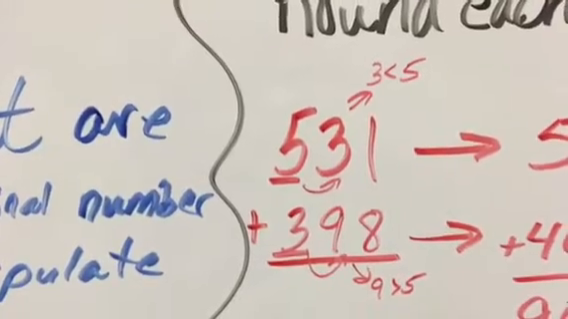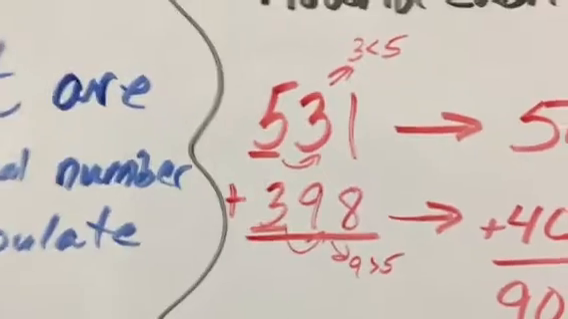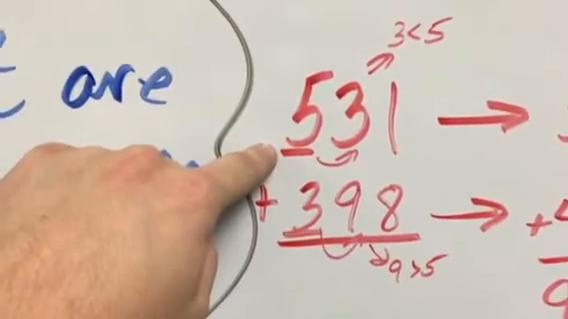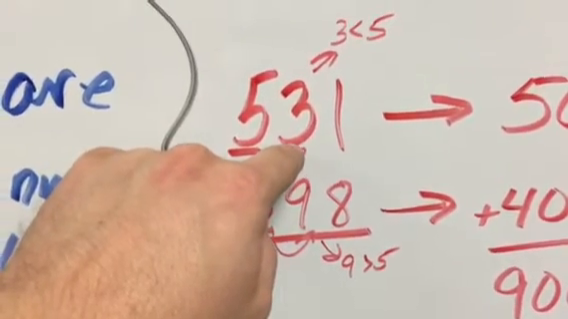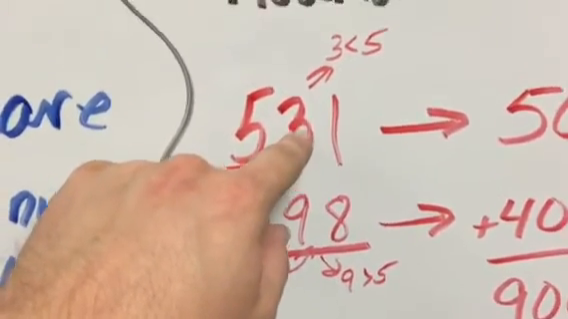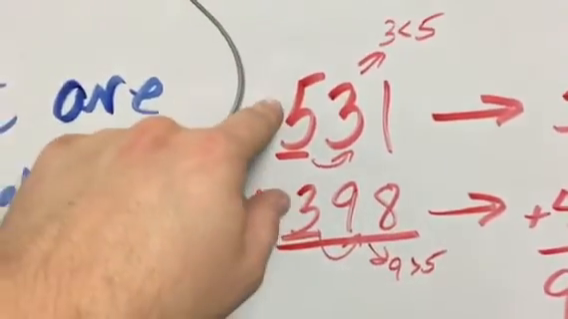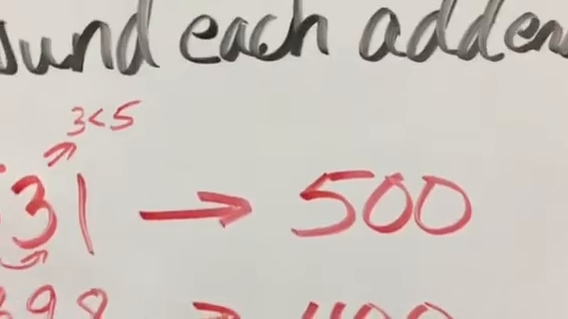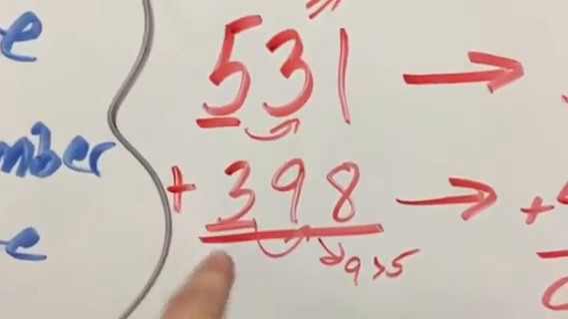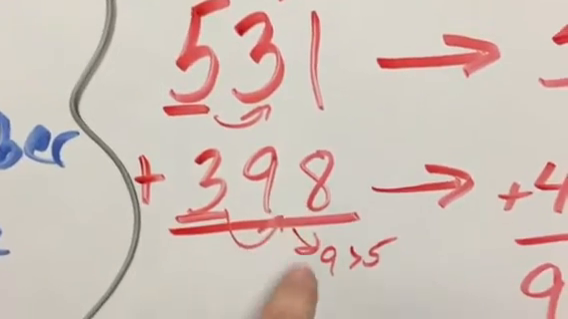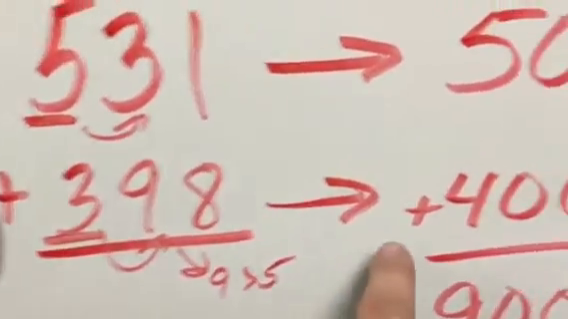So let's look here. If I have 531 plus 398, I'm going to round each one to the hundreds position. So we go one digit to the right of the rounding place, and that's a 3. Since 3 is less than 5, I'm going to leave that 5 alone, and so it rounds to 500. My 398, 3 is my rounding place, so I go one spot over to 9. Since 9 is greater than 5, it's going to bump up to 400.